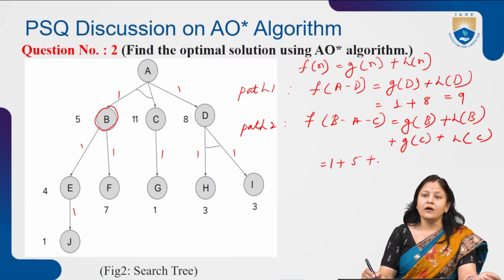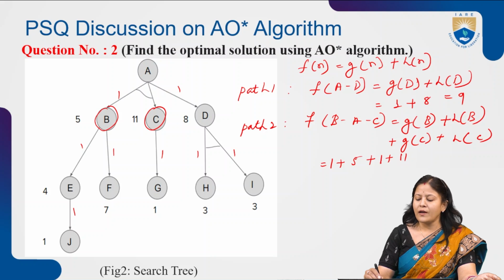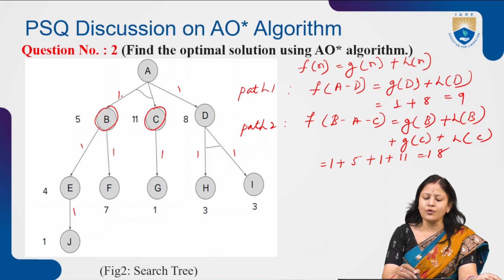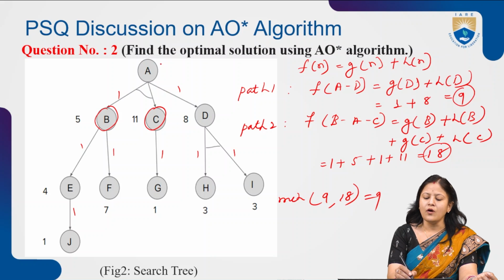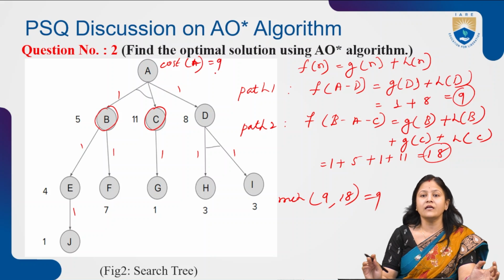Similarly, g of C is 1 and h of C is 11. So you add all the values: 5 plus 1 is 6, plus 1 is 7, and 11 plus 7 is equal to 18. So what are the two values we got for the node A? One is 9, another one is 18. We'll find which one is minimum. Minimum between 9 and 18 is 9. So now we can write the cost of A is equal to 9, for the time being.